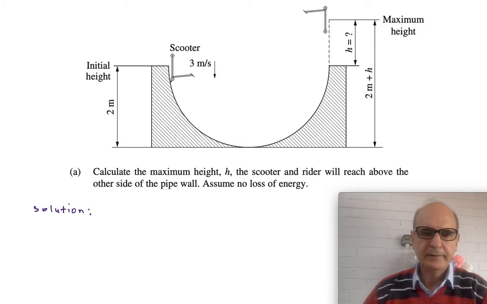All right, let's call this position 1. That's position 1, and that position 2, the maximum height it reaches. You know, when it reaches its maximum height, it stops momentarily. So its velocity here is 0.